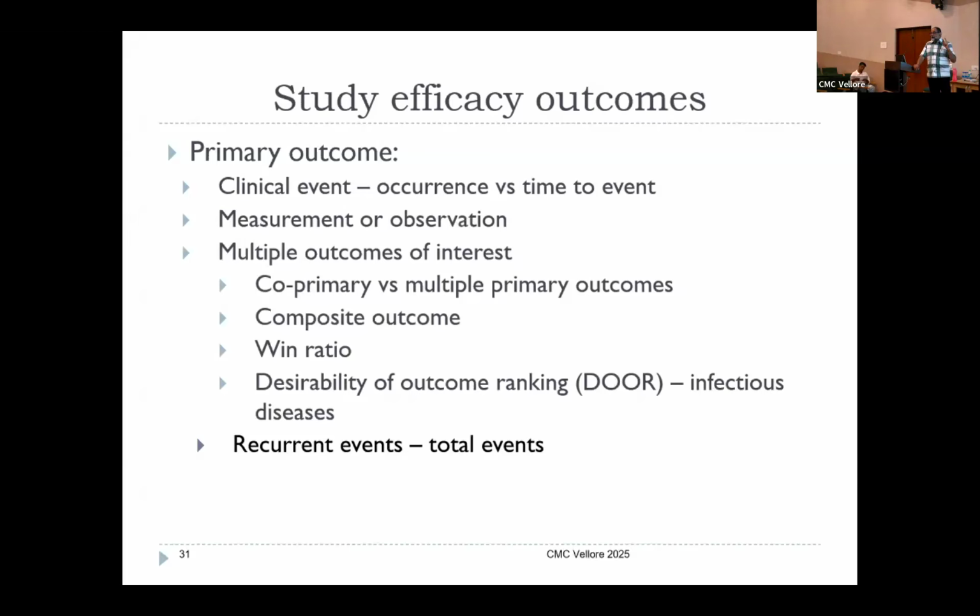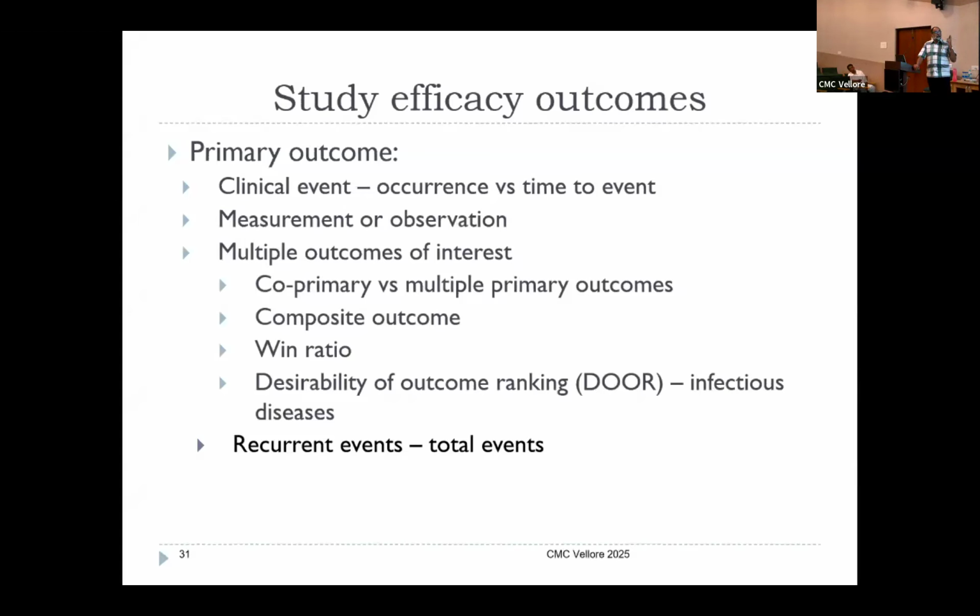The primary outcome can be a measurement or an observation. Did this person reduce their weight by this amount? Did this person increase their CD4 count to such and such? Or I can be observing that this person has now had a stroke or not. So I can observe something, I can measure something. Those are the types of things that are going to be potential primary outcomes.